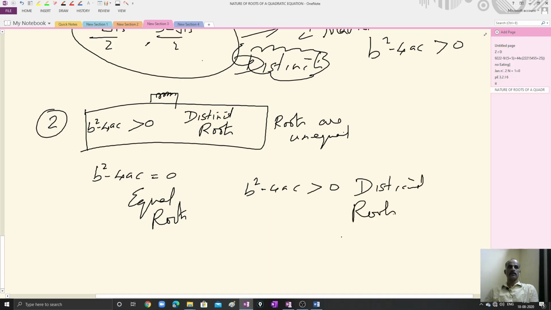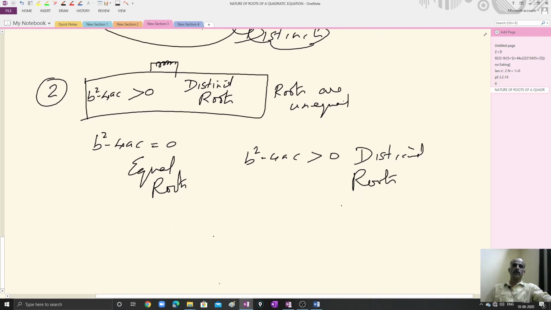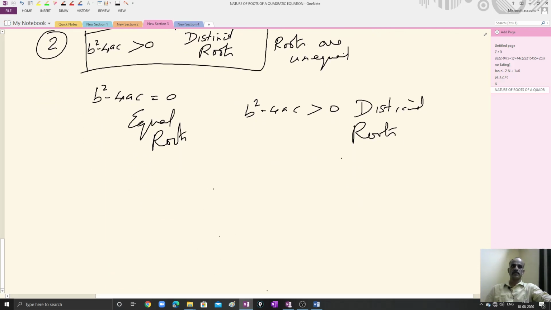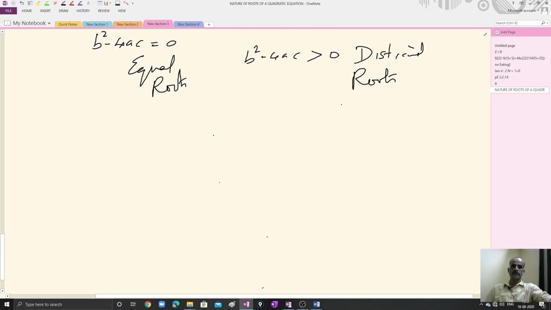Roots are unequal and they are different. We have two of them. Okay, now let us go for one more case. The last case is there.